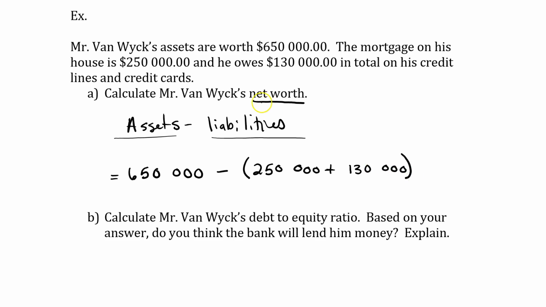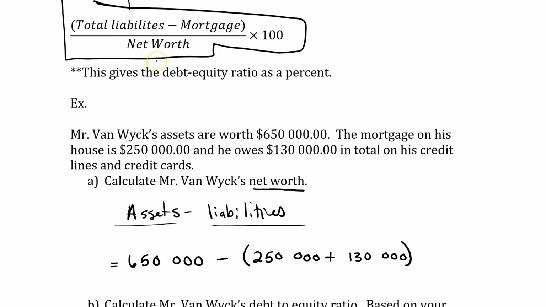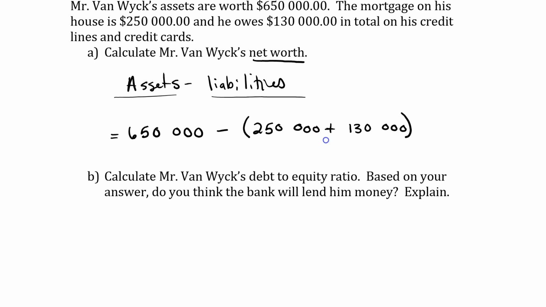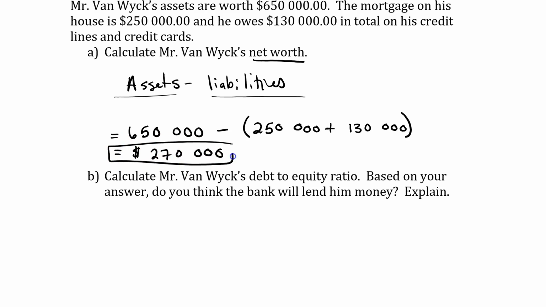Now, just to give you a heads up, net worth does include your mortgage. Okay, it's just the debt equity ratio that does not. But in order to calculate your net worth for your debt equity ratio, we will need to consider your mortgage in some ways. When we do this, the final answer here is $270,000. So that's his net worth. It's positive. That's good. He's worth more than he owes.